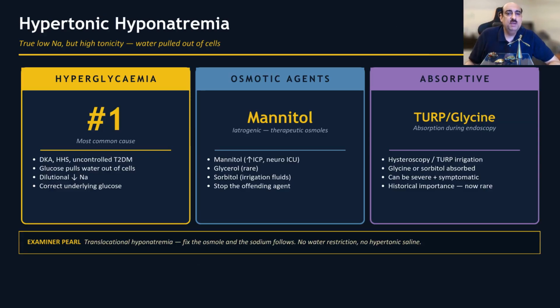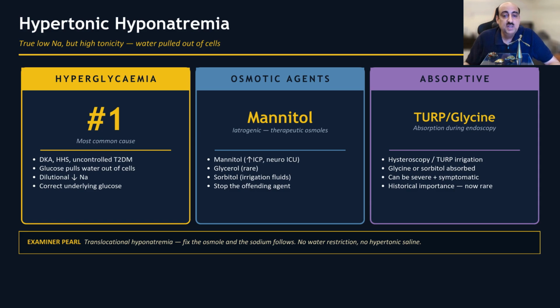Hypertonic hyponatremia is predominantly when the serum osmolality is above 295 but the sodium is low. The problem is not sodium, the problem is the expansion of the compartment with water due to effective osmoles like glucose, sorbitol, mannitol, which do not cross the membrane, hence they pull water with them. So similarly, in DKA, HHS, uncontrolled diabetes, all these conditions lead to dilutional hyponatremia or translocational hyponatremia.